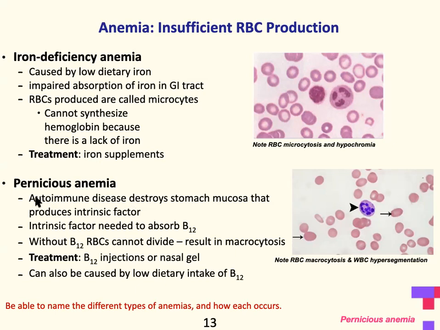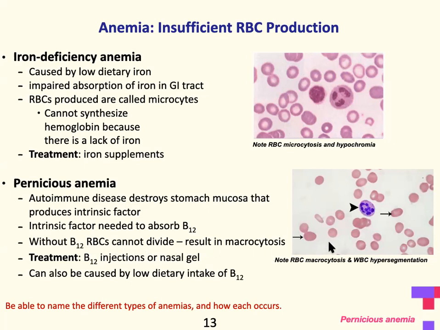Okay. And yet another cause of anemia due to insufficient red blood cell production is pernicious anemia. This is an autoimmune disease that actually destroys the stomach mucosa. And stomach mucosa typically produces intrinsic factor that is essential for absorption of vitamin B12. So without the intrinsic factor, we can't absorb vitamin B12. And without vitamin B12, red blood cells cannot divide.